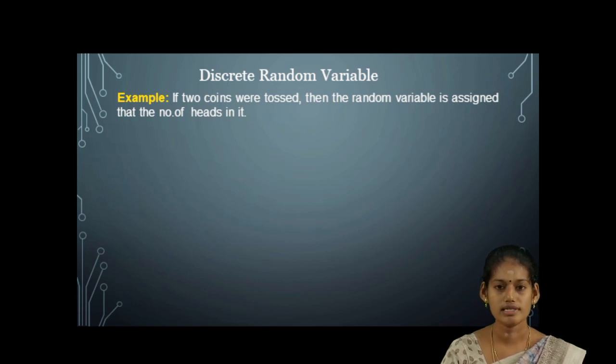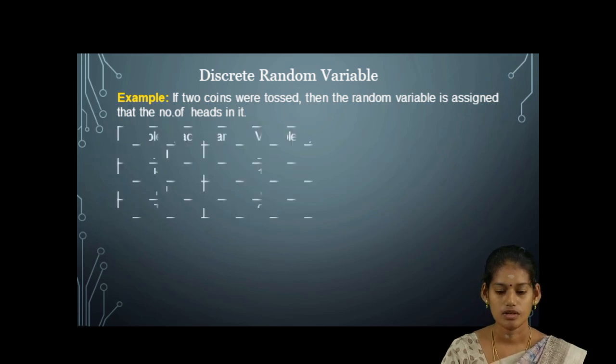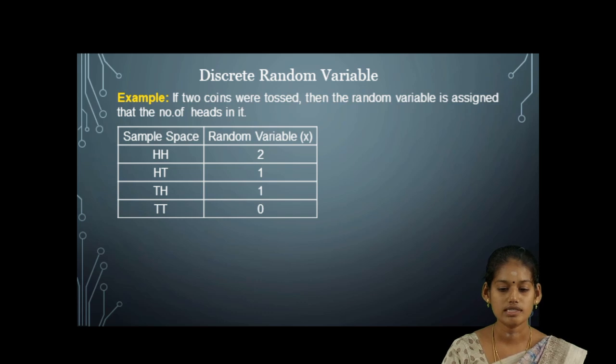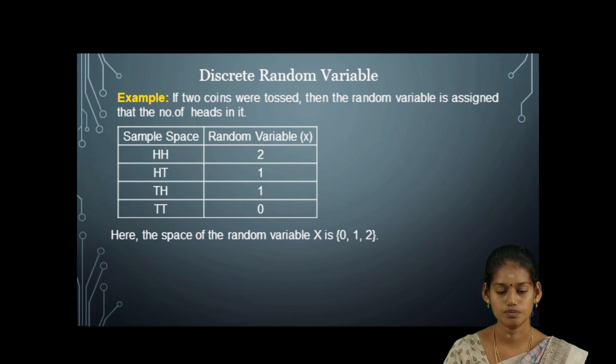If two coins are tossed, then the random variable is assigned as the number of heads in it. The sample space of two coins is HH, HT, TH and TT. Here the sample point HH is assigned the random variable value 2 because there are 2 heads. HT and TH have only 1 head, so they are assigned 1. And TT has no heads, so we put 0. Here the space of the random variable is 0, 1 and 2.